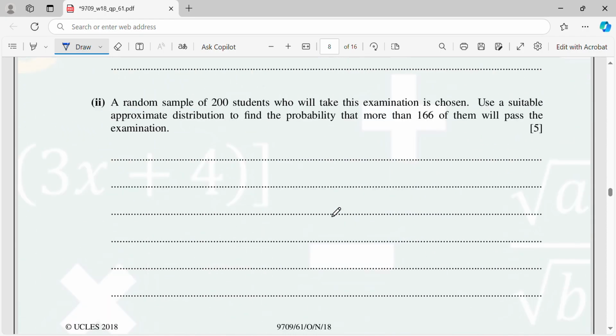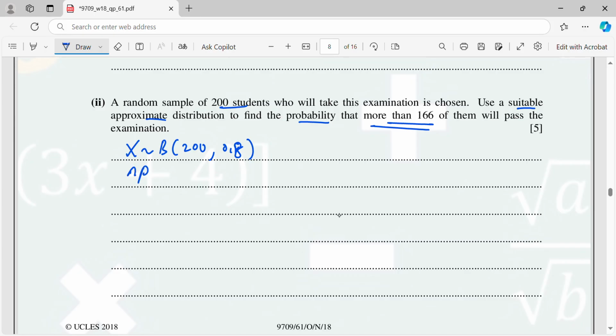Okay, second part. A random sample of 200 students who will take this exam is chosen. Use a suitable approximate distribution to find the probability that more than 166 of them will pass the examination. So now your X becomes binomial, n becomes 200, and we are counting the probability of passing the exam. So the same probability applies here, 0.8. But then since your n is more than 30, therefore we need to approximate to normal.